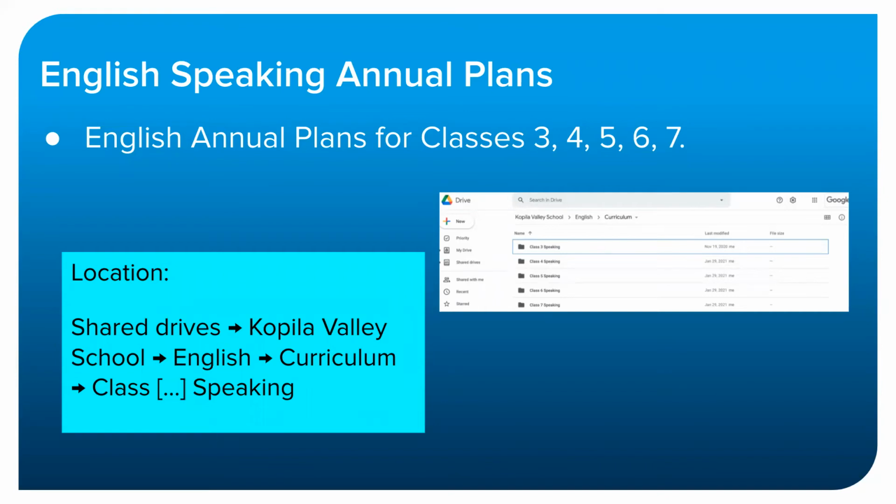So the next resource I'm going to show you is the English speaking annual plans. As I said, we've created these for classes 3, 4, 5, 6, and 7. And these will be found also in the shared drives folder. So some of the topics you'll notice in the annual plans will be based on what students have been learning in their regular English classes. And some will be project-based units with more creative activities to improve their speaking skills.